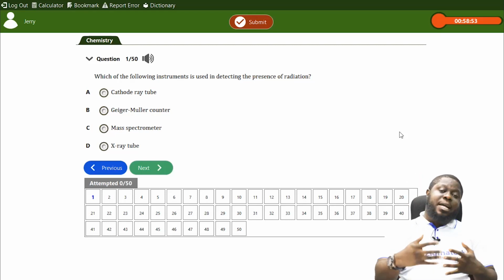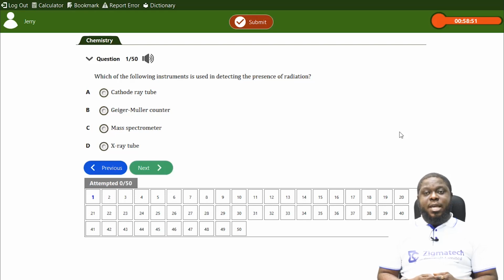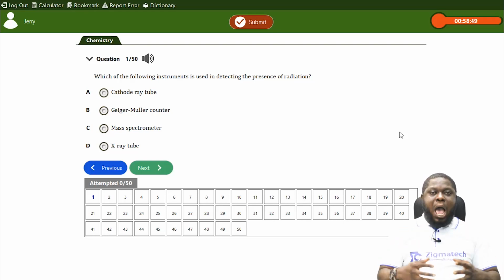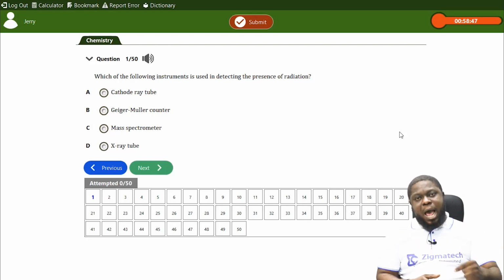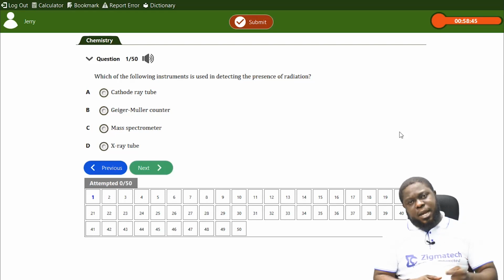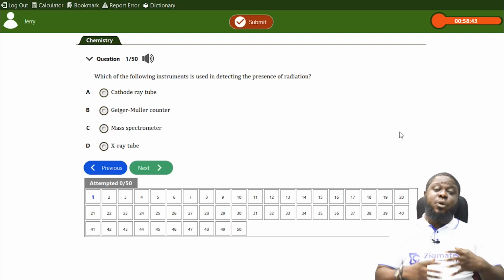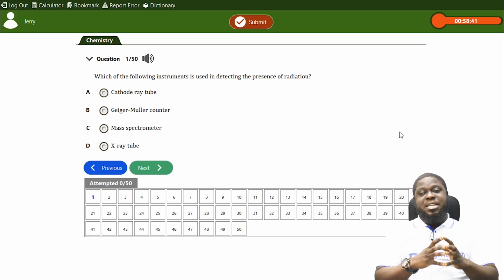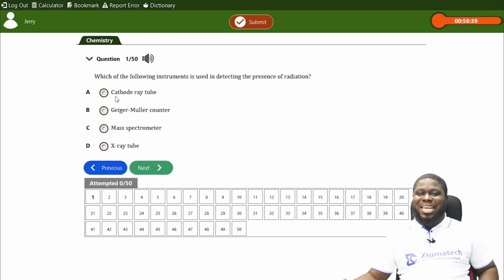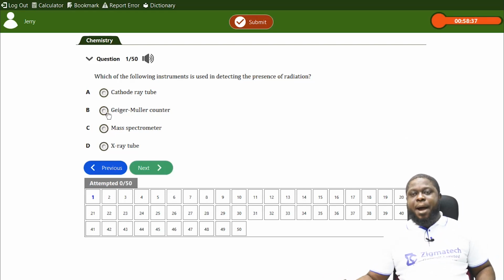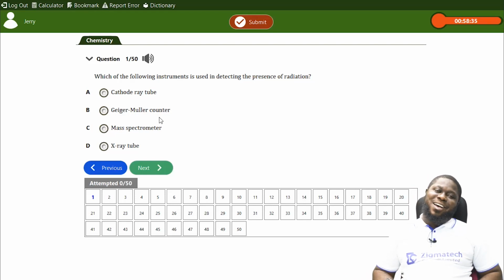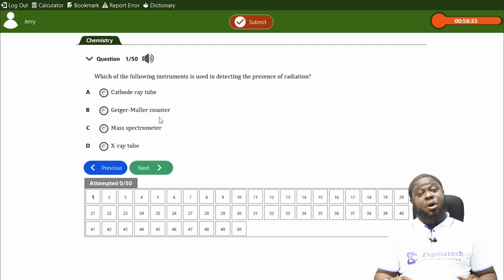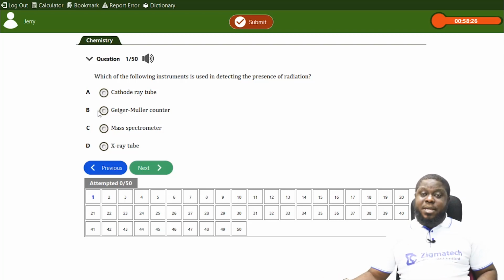So now, how do we detect this particular thing? I told you it is by the Geiger-Muller apparatus, the Geiger-Muller detector. I told you that that is what is being used to detect radiation. If you check, the first one says a cathode ray tube, no, the Geiger-Muller counter. Whether you call it the GM detector or the Geiger-Muller counter, you are correct. So the answer there is B, the Geiger-Muller counter.